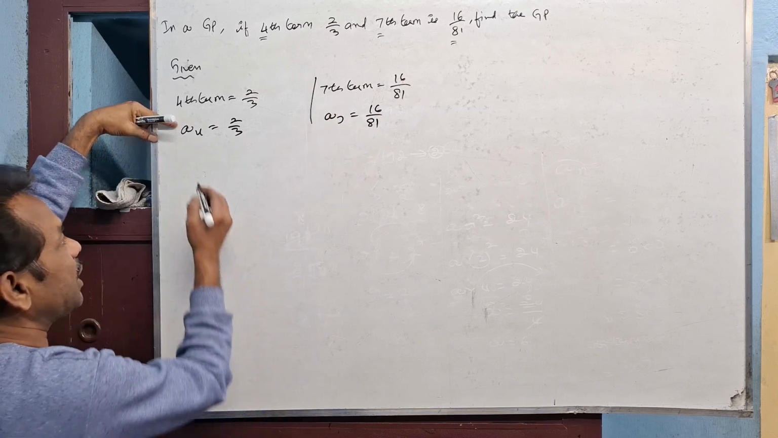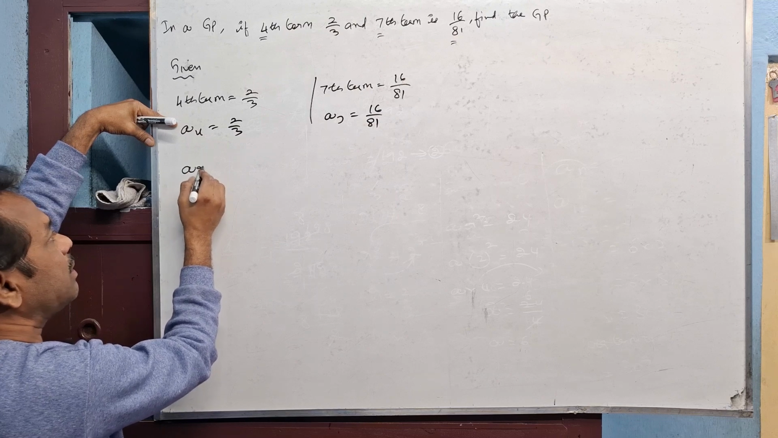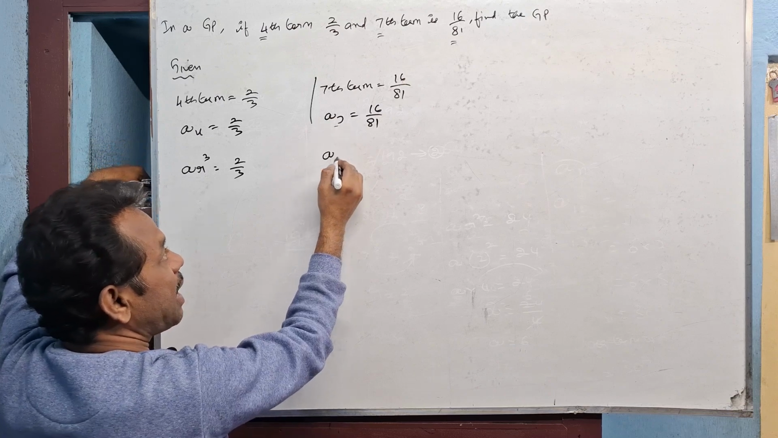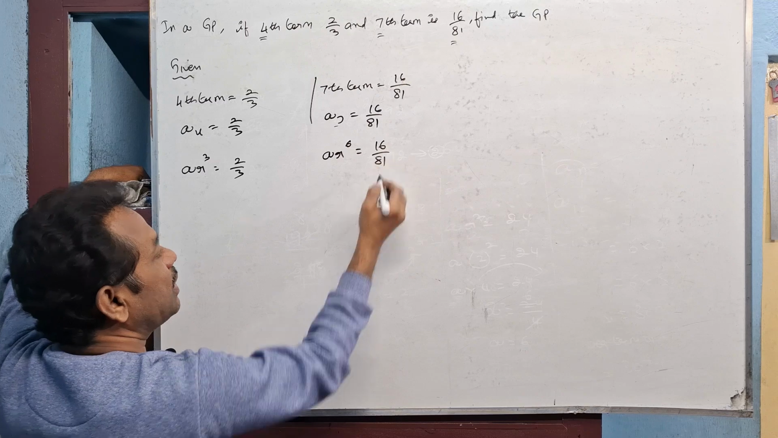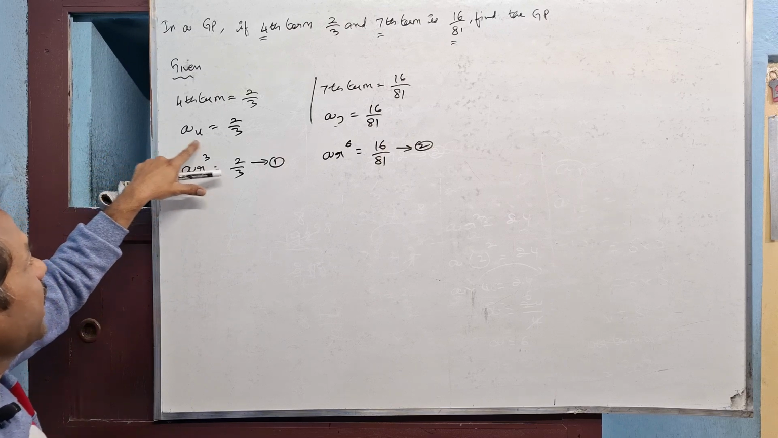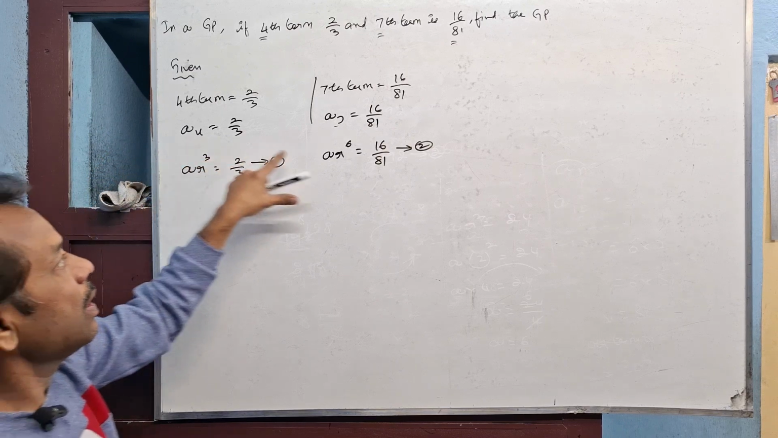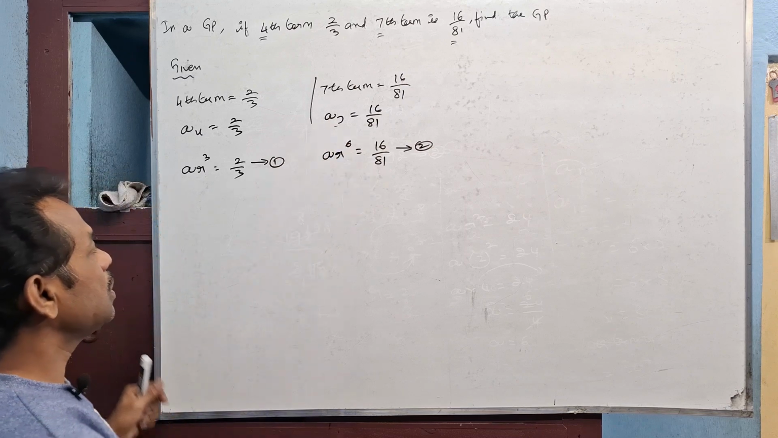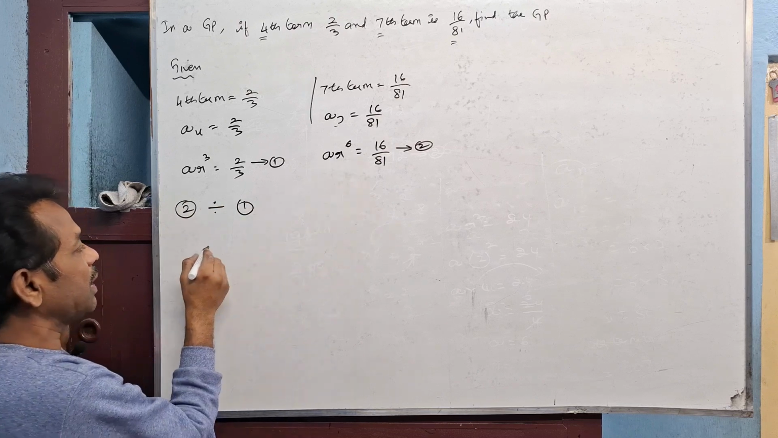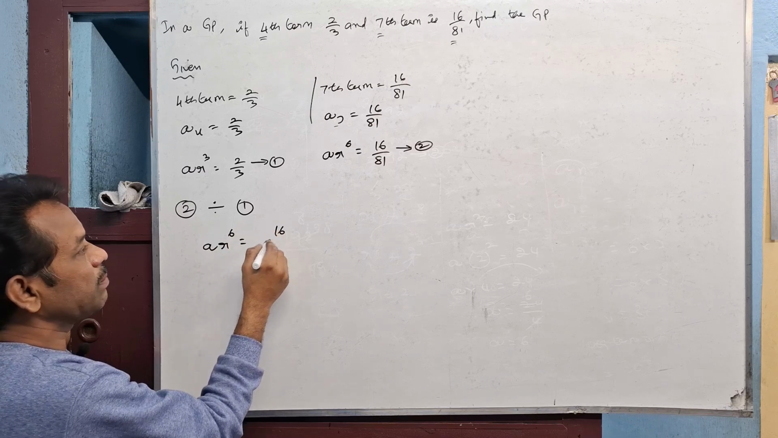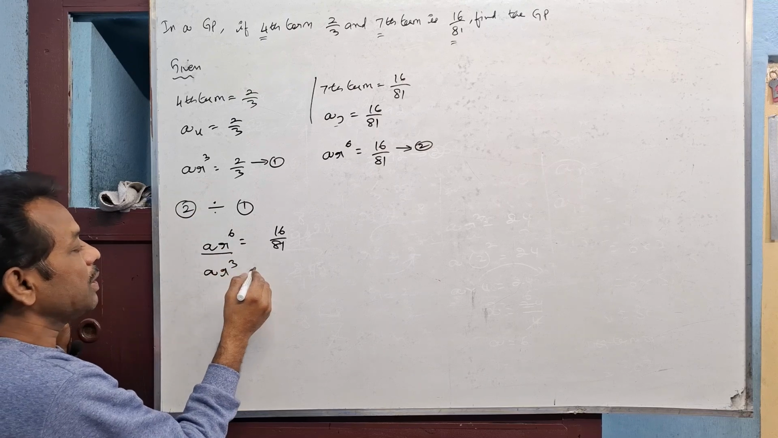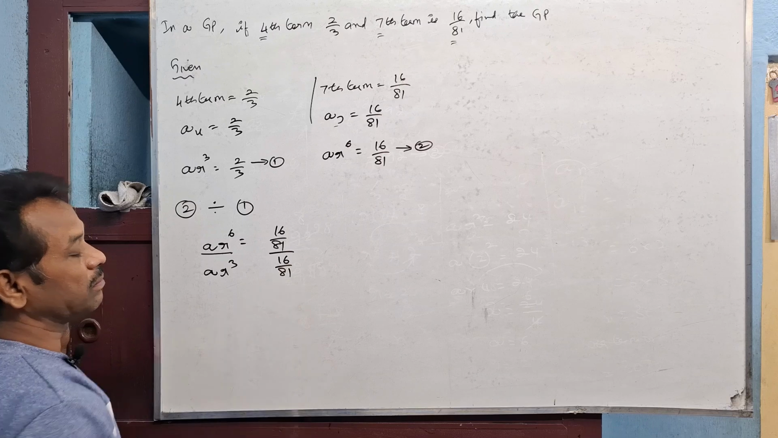We can write the fourth term A4 as AR cubed equal to 2 by 3, and the seventh term as AR to the power of 6 equal to 16 by 81. Let me take this as equation 1 and this as equation 2. Let me divide equation 2 by equation 1. Equation 2 is AR to the power of 6 equal to 16 by 81, divided by the first equation, AR cubed.